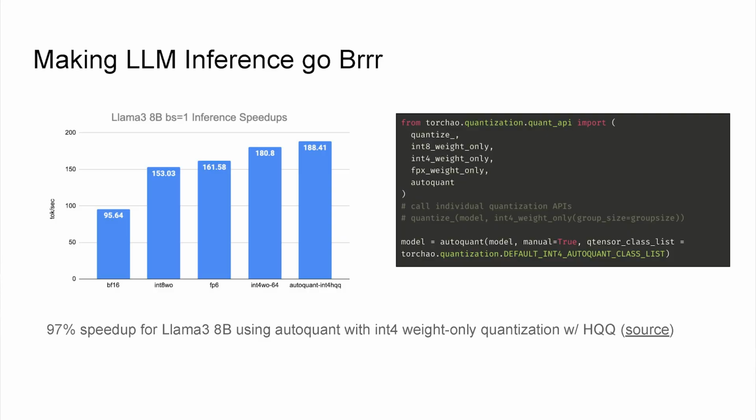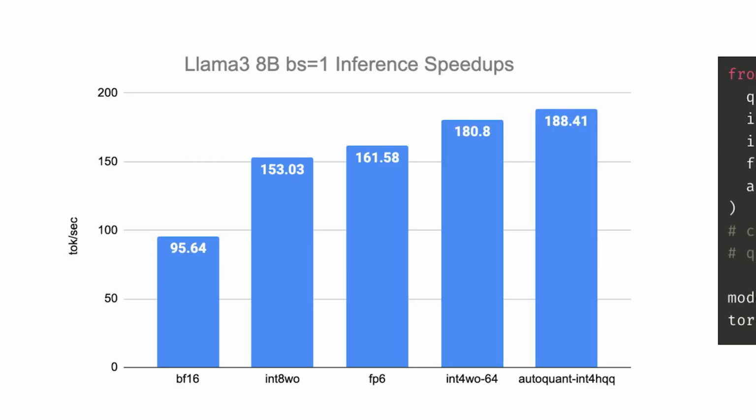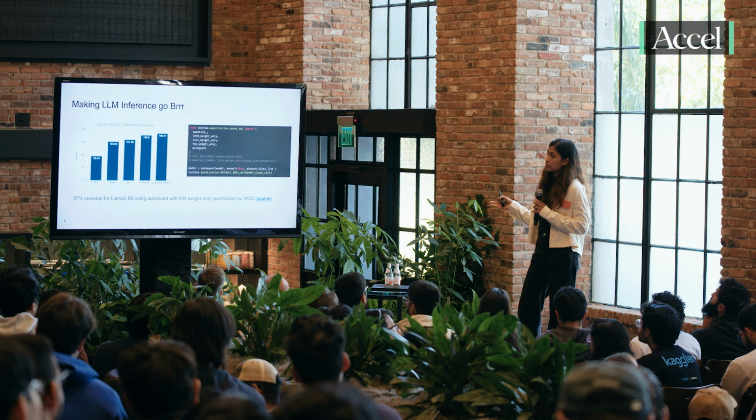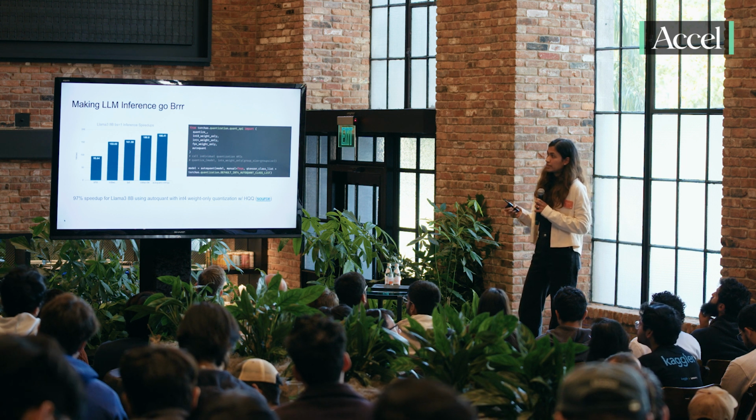Okay, so let's look at some numbers here. This is Llama 3 at batch size 1, which is typically memory bandwidth bound. So a technique like weight-only quantization helps. And if you see on the chart on the left, as we reduce the precision of the weights, the speedup or the tokens per second increases, with the largest speedup being close to 2x for the int4 weight-only quantization compared to the bfloat16 baseline.